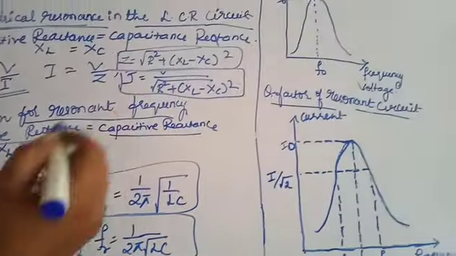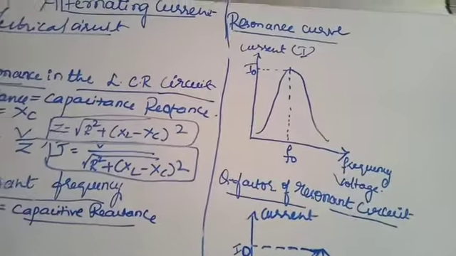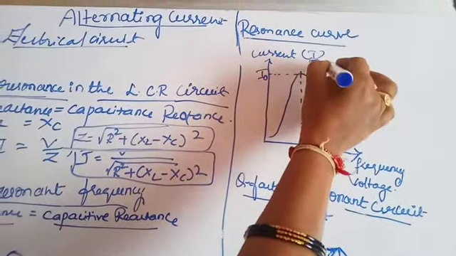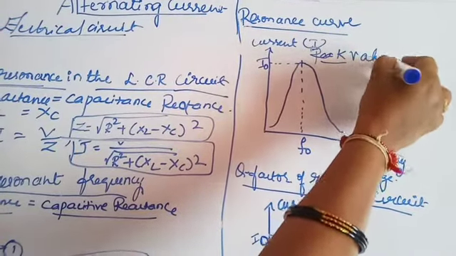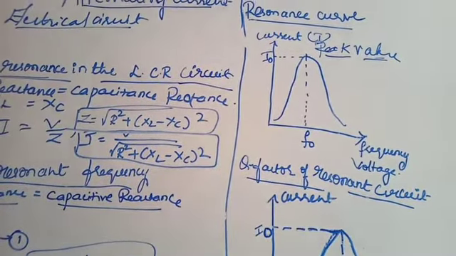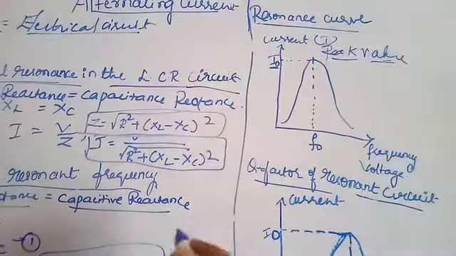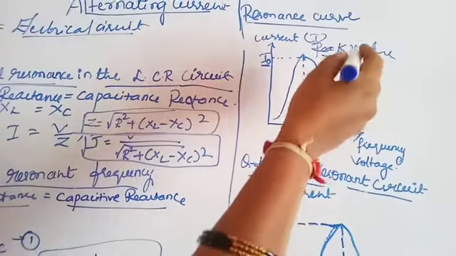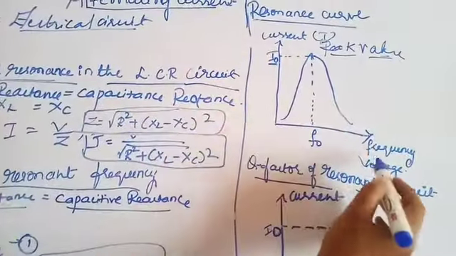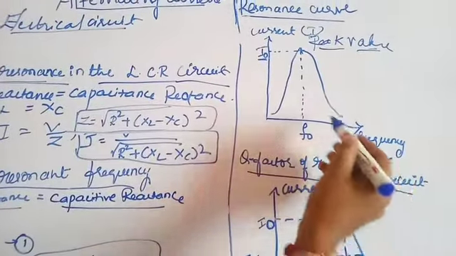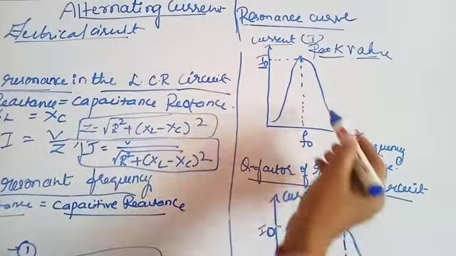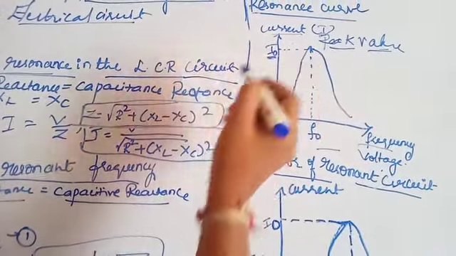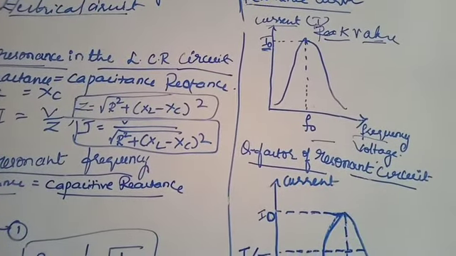Next we discuss the resonant curve. Resonance is nothing but the maximum amplitude, which we also call the peak value. Peak value of the current and peak value of the voltage we have discussed. The peak value is I naught. The point where the current shows maximum amplitude, I take as the peak value. We plot the graph of frequency versus current, and that maximum point is the peak value of current.